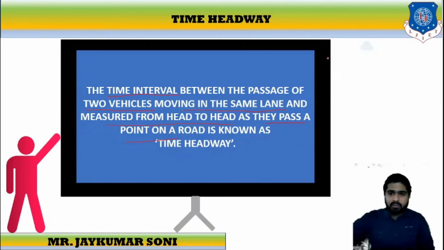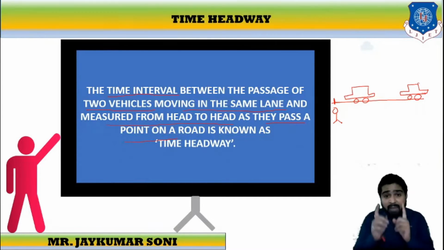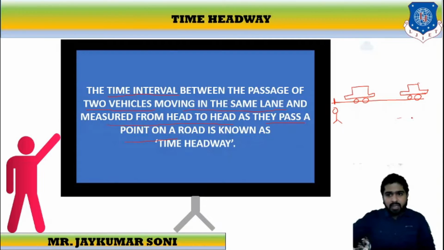How can one remember? Let us take this section of road. This is one vehicle, and this is another vehicle. Now I have fixed this point. I am standing over here. The time interval between the passage of two vehicles moving in the same lane, measured from head to head as they pass a point on the road. Let us assume that I have fixed this point.